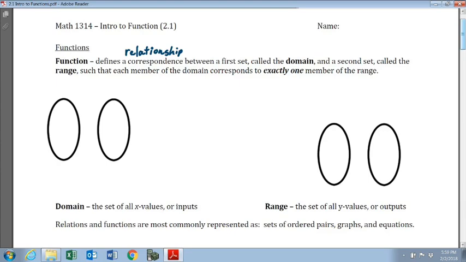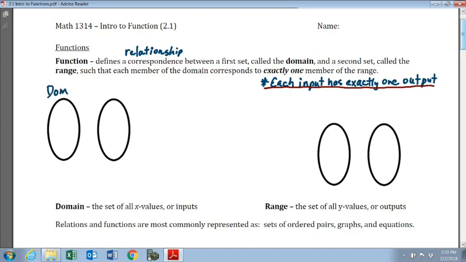Alright, so let's go ahead and break this down. First of all, I like to keep it simple, and the phrase I would encourage you to remember is for a function, each input has exactly one output. So that's the basic idea of a function. Again, there's these two sets. We'll talk about the domain and range, but this is what it boils down to. Each input has exactly one output.